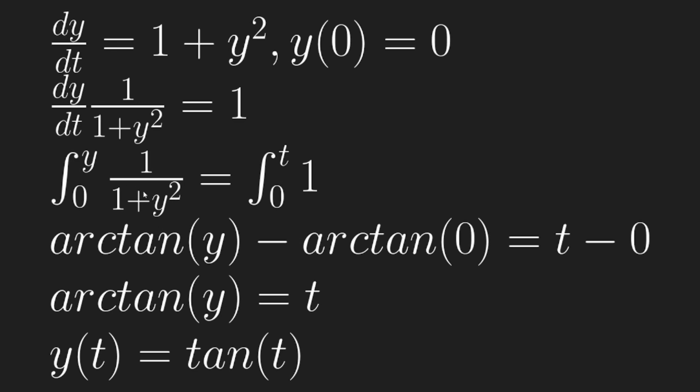But look at this. 1 over 1 plus y squared. Is the integral of that arctan y? It's arctan y, isn't it? Yeah, arctan. So we can evaluate this definite integral right here, arctan y minus arctan of 0, which is 0, and then just t minus 0 for this guy right here. And we have arctan y is equal to t, and then we have to even everything out. The inverse of arctan is going to be tan, and then here we have it right here, guys.